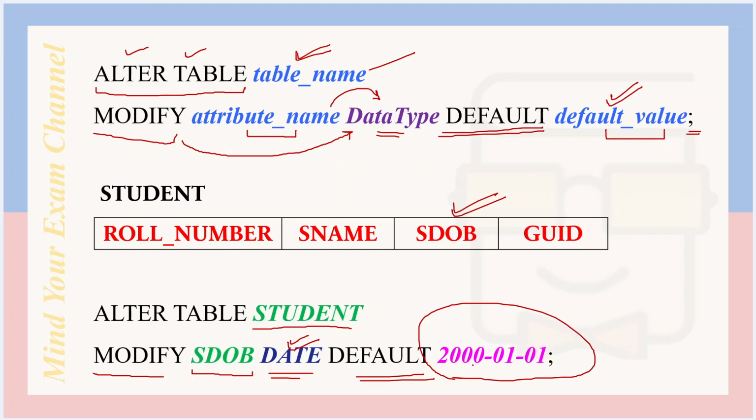So if there is any entry in the student table for a particular student such that the student's date of birth is not present, not entered, or left blank, then in that case the default value will be stored in the attribute SDOB. I hope you have understood this topic of the default value and setting it up in SQL.